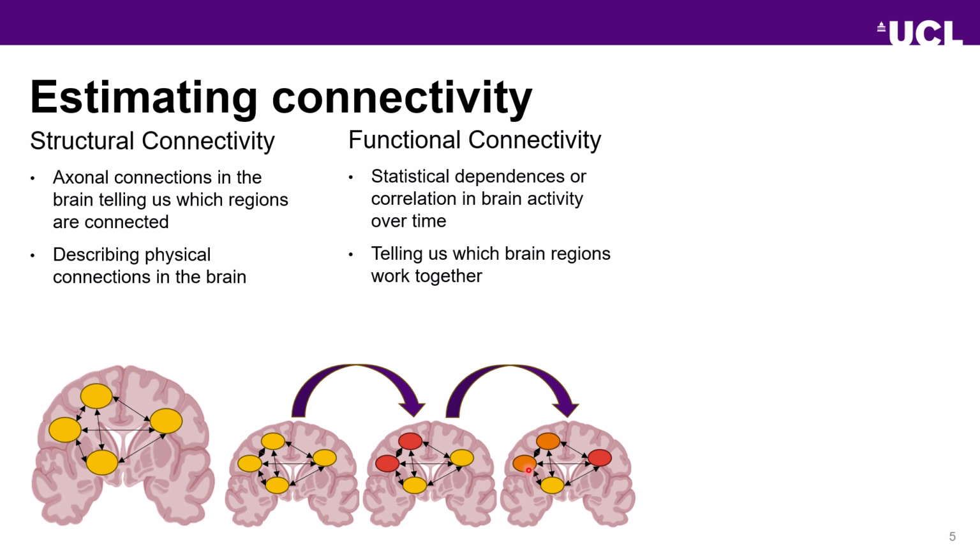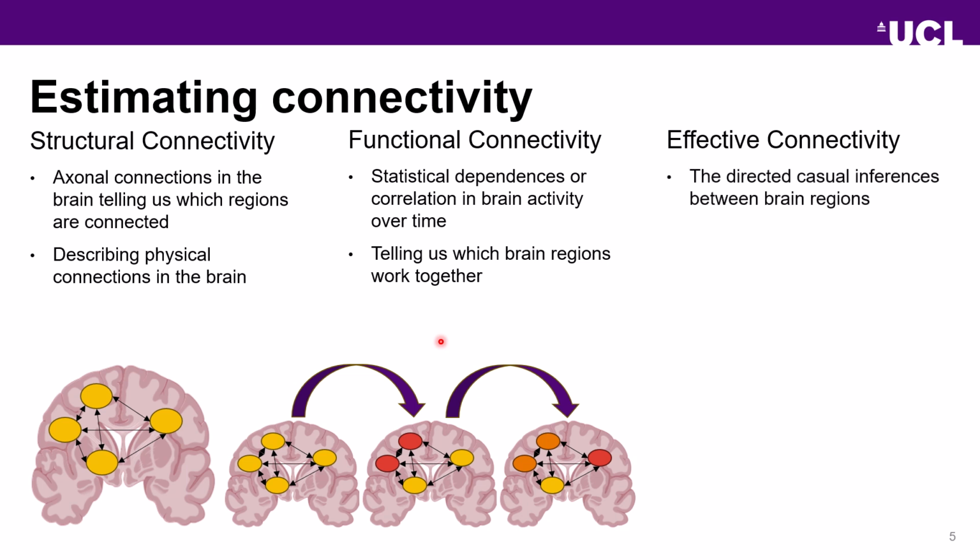Now you might think, do we need DCM to do these two things? And the answer is no. But we do need it for this third type of connectivity we can look at, which is called effective connectivity. So this is directed causal inferences between brain regions and answers questions such as how does a change in one region alter another?